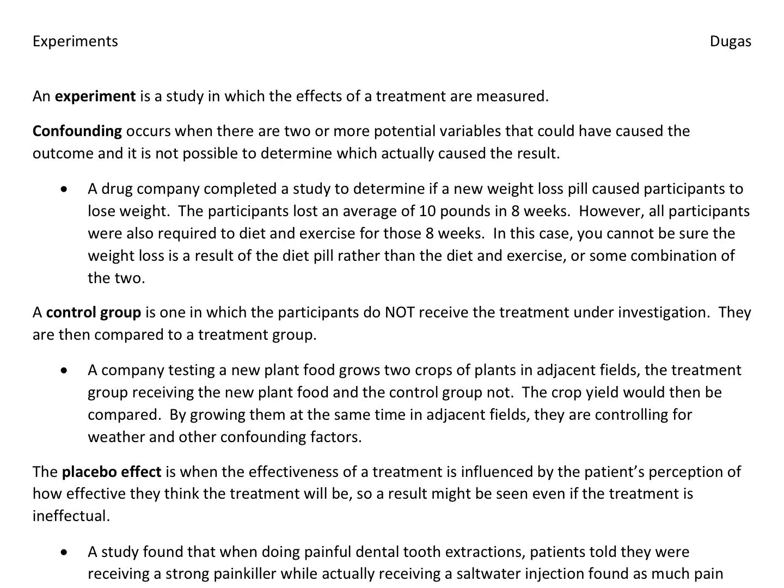So an example: a drug company completed a study to determine if a new weight loss pill caused participants to lose weight. The participants lost an average of 10 pounds in 8 weeks. However, all participants were also required to diet and exercise for those 8 weeks. In this case, you cannot be sure that the weight loss is a result of the diet pill rather than the diet and the exercise, or some combination of the two.